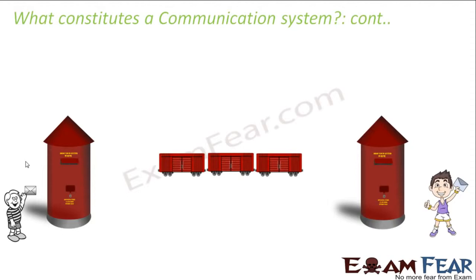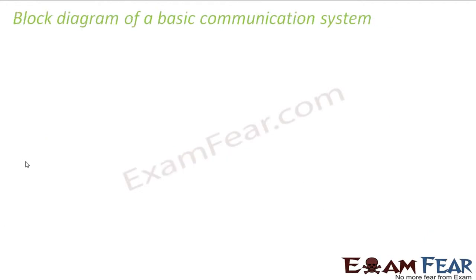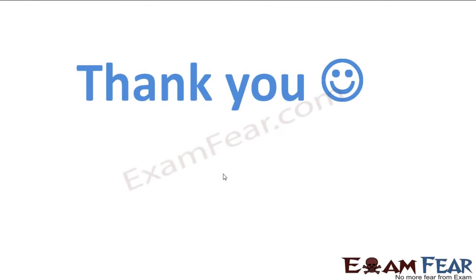So here you are the sender, your friend is the destination user. The first post office is the transmitter, the second post office is the receiver, and the rail is the medium or the channel. Right? So these are the basic things that constitute any communication system.